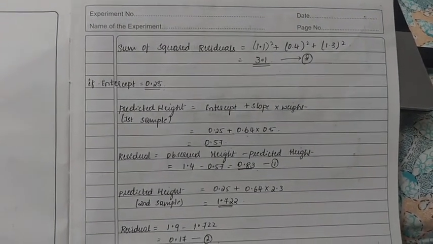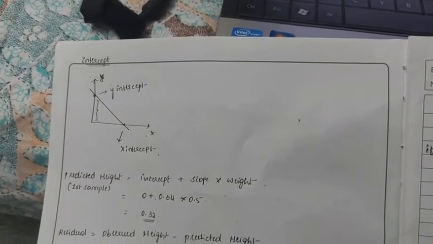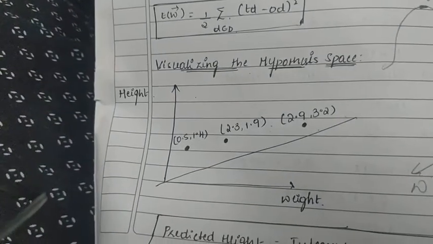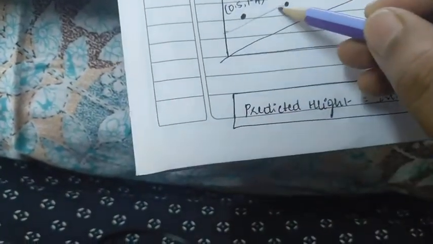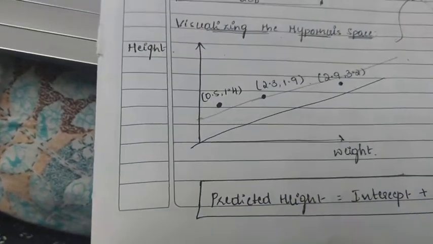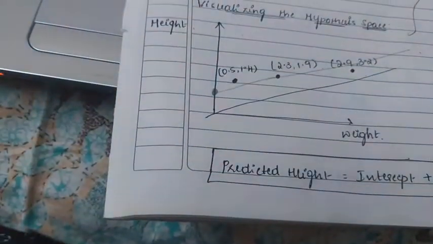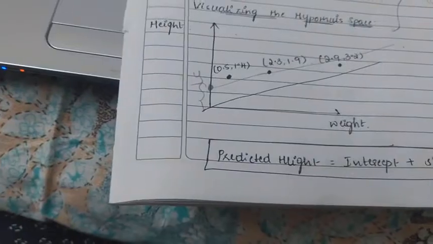Now since the intercept was 0, what is an intercept? It is a line that cuts the x or y axis. Here I have assumed the line to be starting from the origin. Now if I draw a line from here, then it is cutting the y-axis. This point is cutting the y-axis, and this value is said to be the y-intercept.